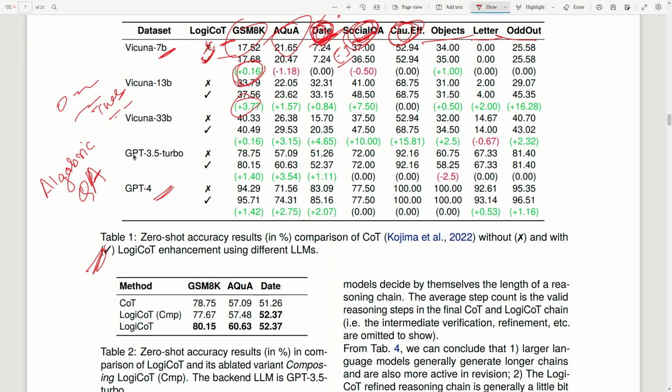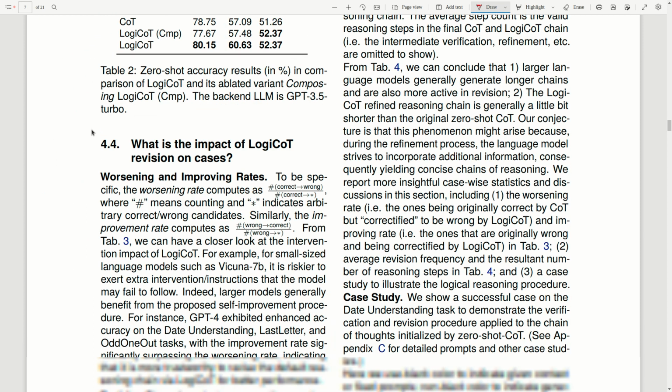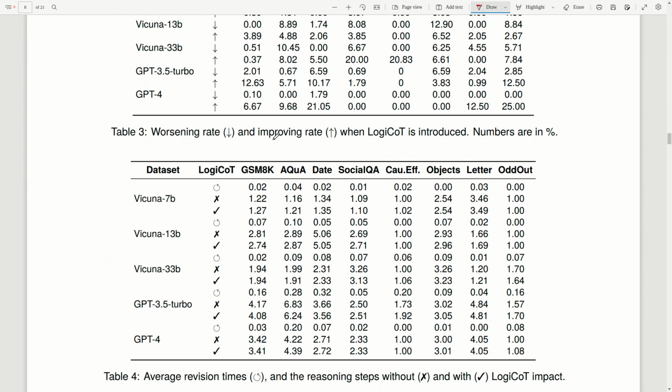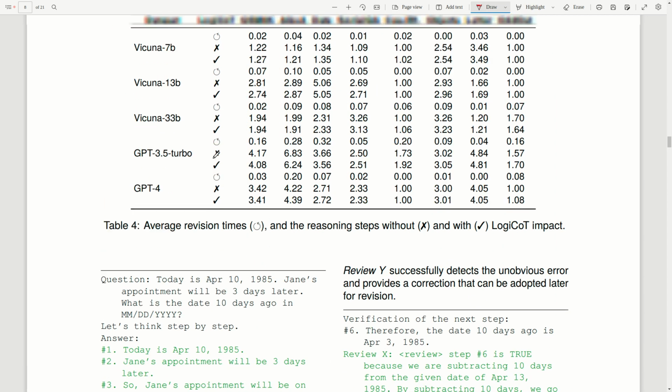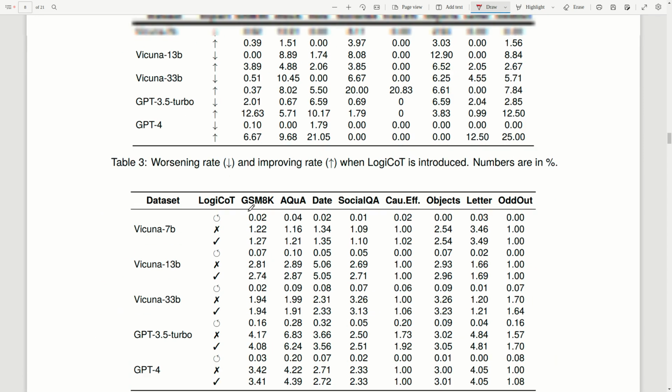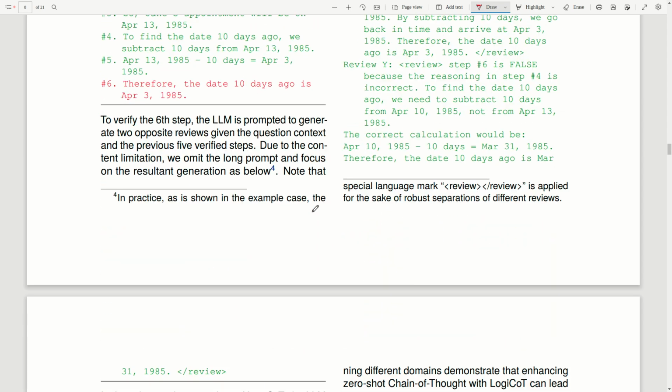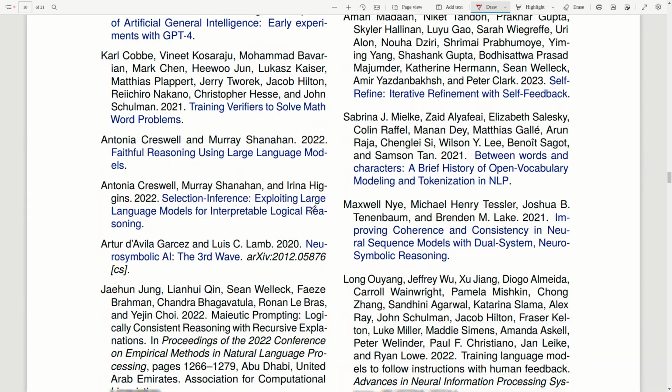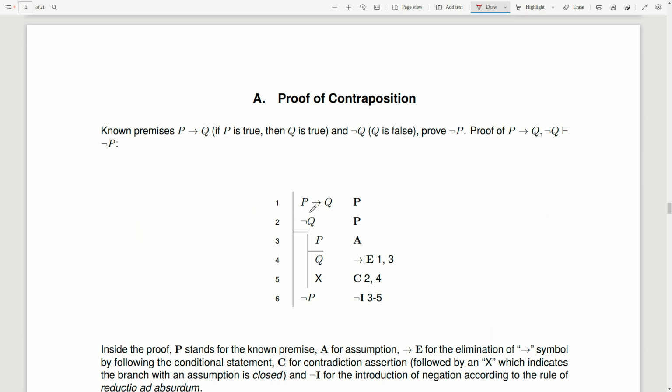So looking at this table of experimental results, we can say that upon comparing logical chain of thought with zero-shot chain of thought as the baseline, it demonstrates the benefit of stepwise verification and revision for zero-shot reasoning. You can look at all these things by yourselves, including the iterations and proof by contraposition. I already told you what contrapositivity is.